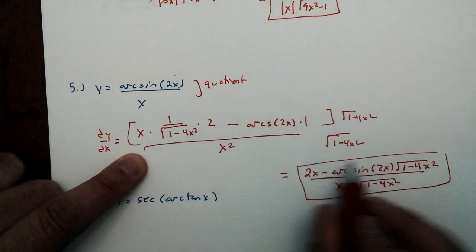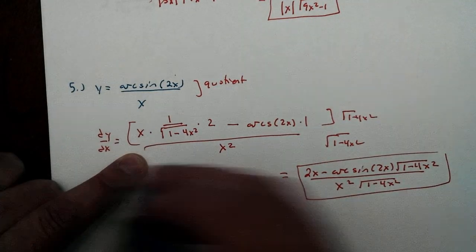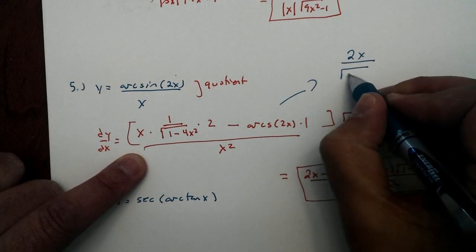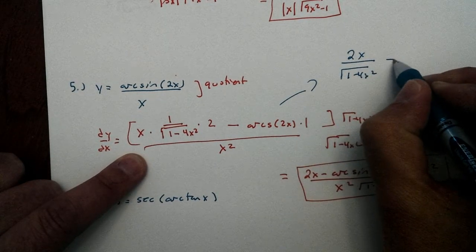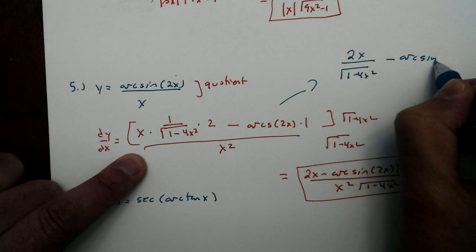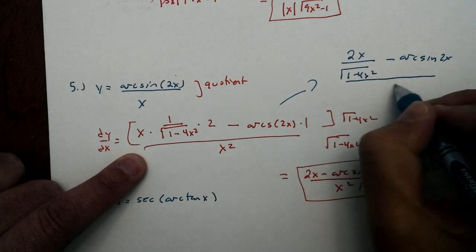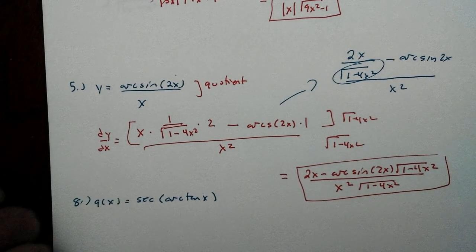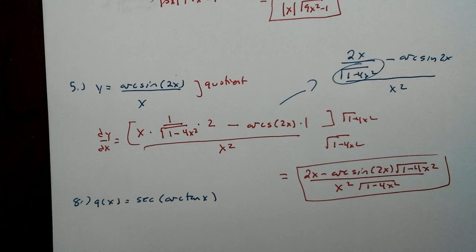Now remember, the reason why we multiply by that is because if I were to rewrite this, we would get 2x over the square root of 1 minus 4x squared minus the arc sine of 2x over x squared. So we would just multiply everything by that denominator right here. Alright, hope you guys are doing good so far. I think we're on a good path right here.